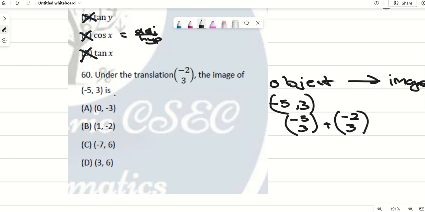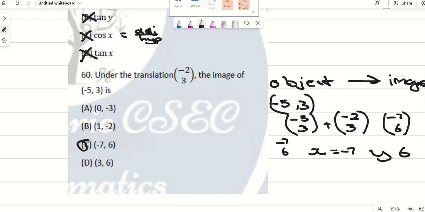So minus 5 plus minus 2 is minus 7. You can look at the answers there. We get C. C is the answer. But let's just do it. Minus 5 plus minus 2 is minus 7, and 3 plus 3 is 6. We know the coordinates: if it is minus 7, 6, the number on top is your x value and your y is your bottom value, which is 6. So it is minus 7, 6, which is C. And that is how you would do this.